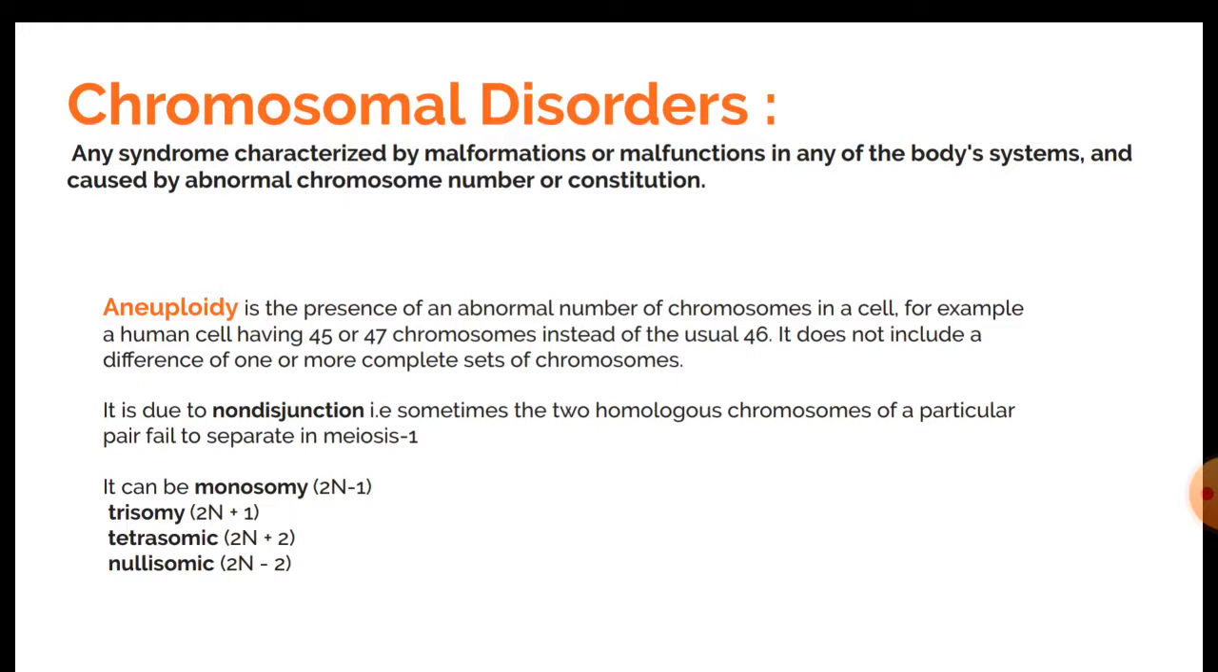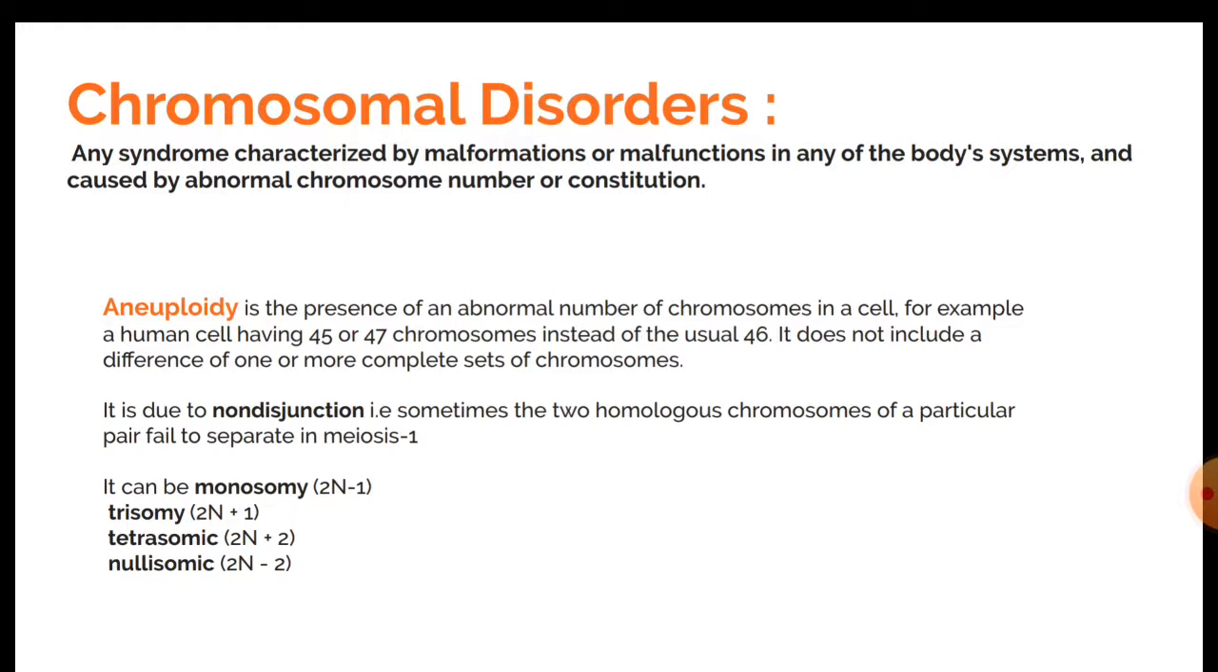It can be aneuploidy. Now, what is aneuploidy? Aneuploidy is the addition or deletion of one or a few chromosomes from the usual diploid set of chromosomes.